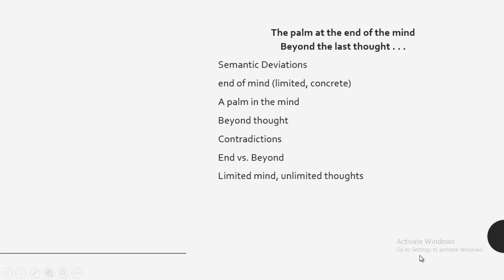The contradictions here are end versus beyond. You can see first he says at the end of the mind, then he says beyond the last thought. It means that the mind ends and then there is the last thought. So you cannot have a thought after the end of the mind. So again, there is a contradiction. And then limited mind: he presents mind as something limited by saying end of the mind, although there are unlimited thoughts in a person's mind, so how can something unlimited be inside something limited? So there are many contradictions here.